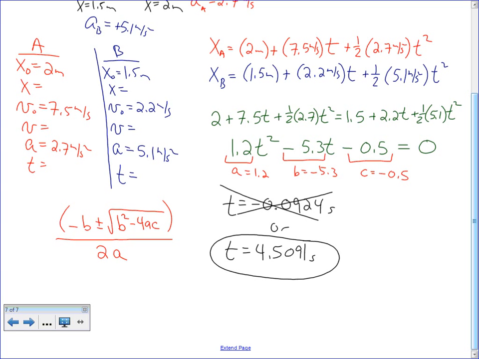So again, we could then go through and find what position they're at. We could figure out what velocity they have. We could use that time, and we could use the equation for velocity as a function of time to figure out what the two velocities of those objects are. But this problem was only asking us to solve for the time.